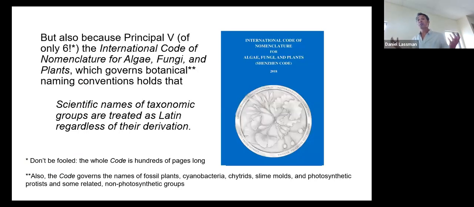But also because Principle 5 of 6 of the International Code of Nomenclature for algae, fungi, and plants, which governs botanical naming conventions, holds that scientific names of taxonomic groups are treated as Latin, regardless of their derivation. There are 6 principles, but the book is hundreds of pages long. It's a quasi-legal book, a set of rules for naming plants. It governs everything that's related to plants, including algae and cyanobacteria and a bunch of other things, even some photosynthetic protists. This is the book that we all go to when we want to know how to name a plant.